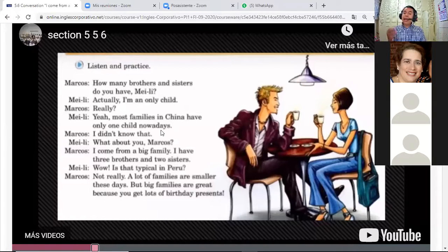But in English they use adjectives, right? And they use comparative and superlative adjectives. Para comparar las cosas, ellos se han complicado la vida y han impuesto un montón de reglas ahí en los adjetivos. ¿Ok?